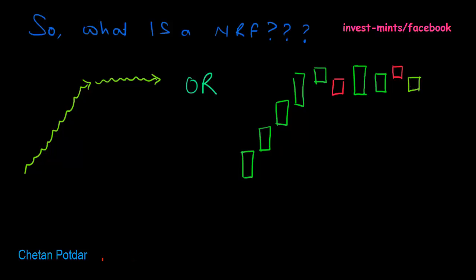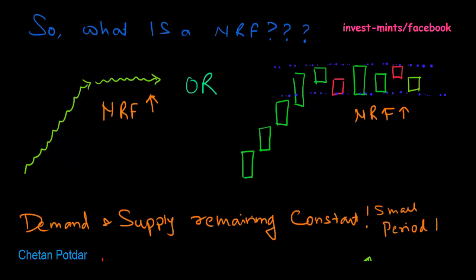And when the prices have started moving sideways, it means that the demand and the supply at that point of time is constant. Look at this. If you can draw two lines which cover the sideways formation, and the price is moving between these two lines, it means that the bulls and the bears have equal pressure in the market, and whenever bulls and bears have equal pressure, the price starts moving sideways. So this is what is called an NRF, narrow range formation.